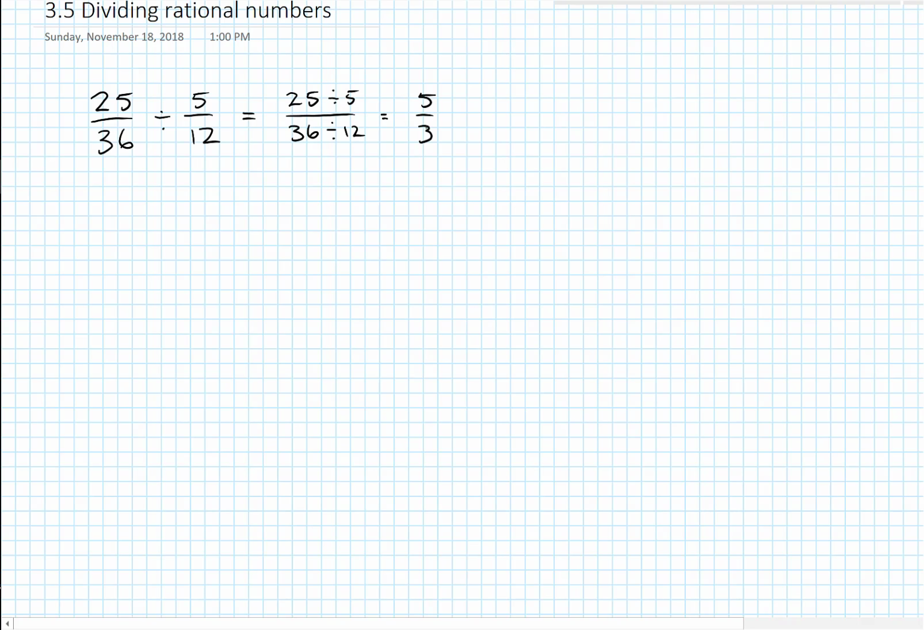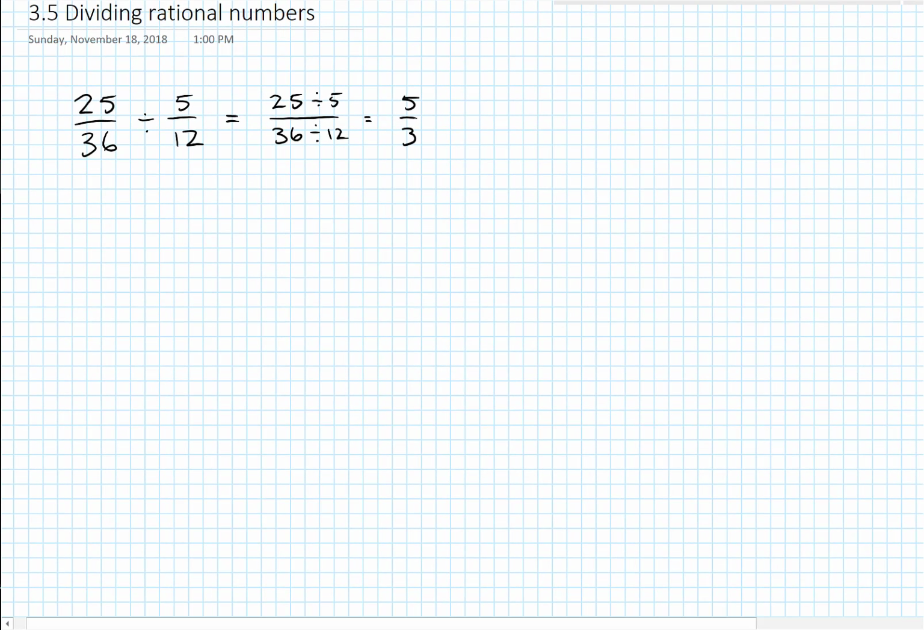Now, does this really work? Well, let's do it the conventional way that you probably already know and see if we come up with the same answer. So if we have 25 over 36 divided by 5/12, we can turn that into a product just by taking the reciprocal of 5/12, which is 12 over 5, flipping it in other words.